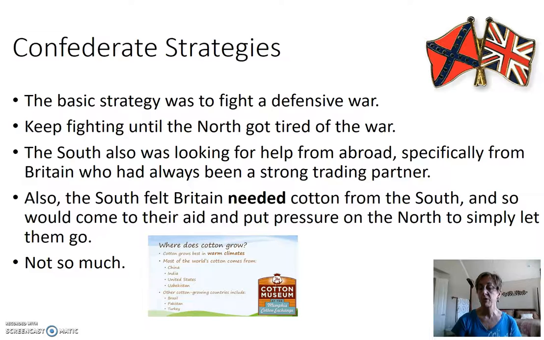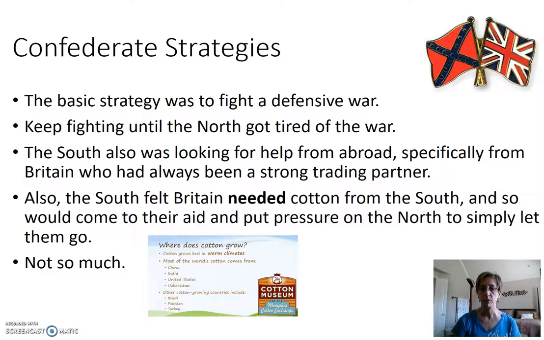The South also sends cotton to the North, but of course they're not going to be doing that now. And they're thinking that because England needs their cotton in the textile mills, that they will come and help them with this war. However, I did some little research on my own because I was interested to see.